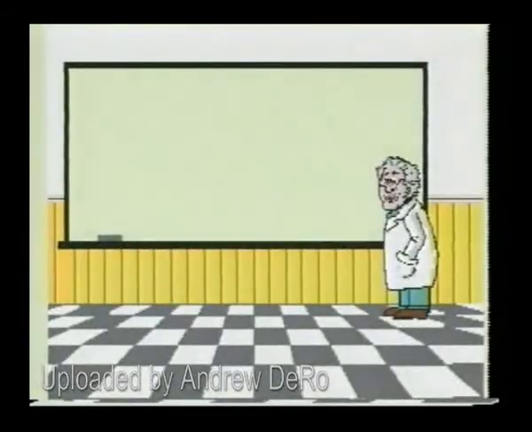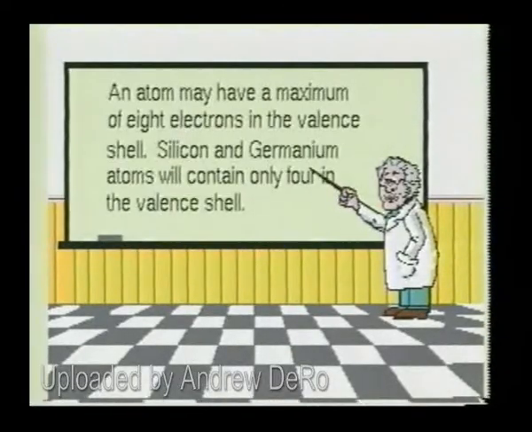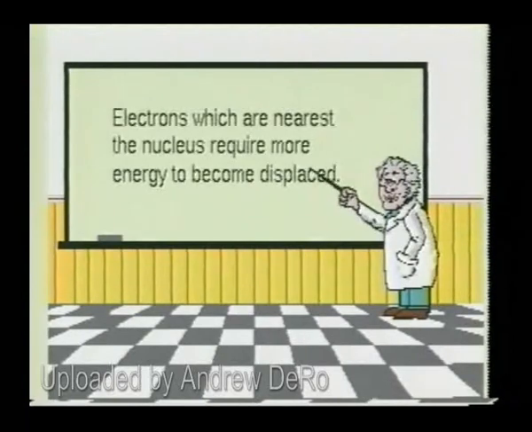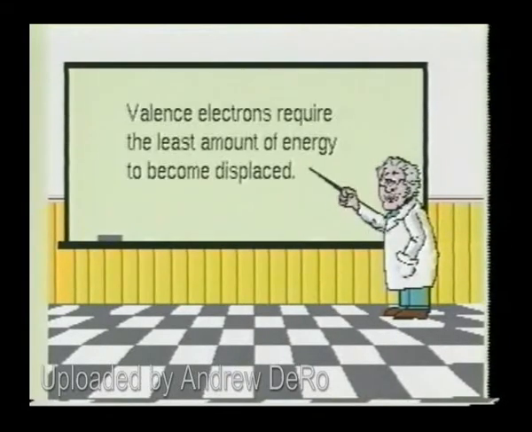We will stop now for a short review of the material covered to this point. The maximum electrons which may exist in the valence shell of any atom is 8. The valence shell of the silicon and germanium atom will contain only 4 electrons. The closer the electrons are to the nucleus, the stronger the forces are that bond them together. Since the electrons in the valence shell are furthest from the nucleus, they require the least amount of energy to become displaced from the atom.